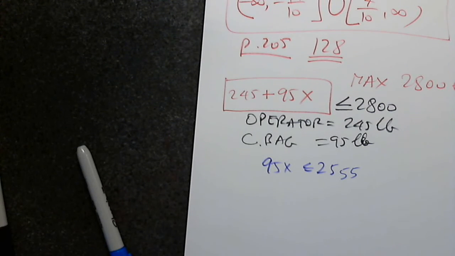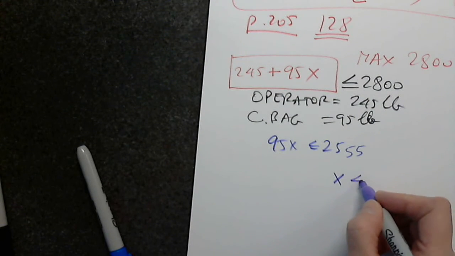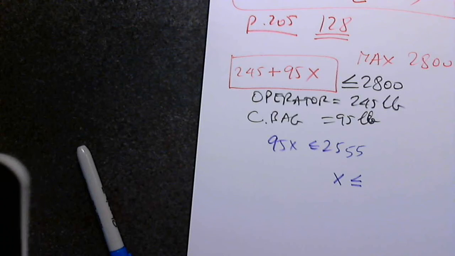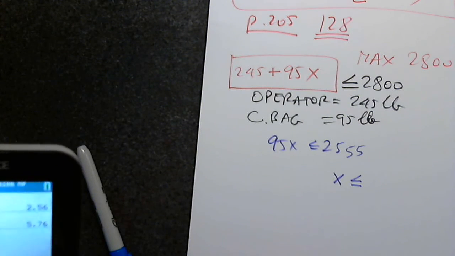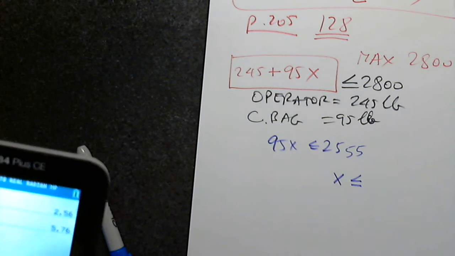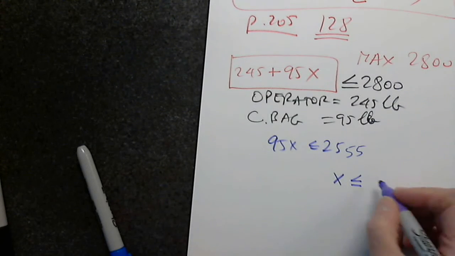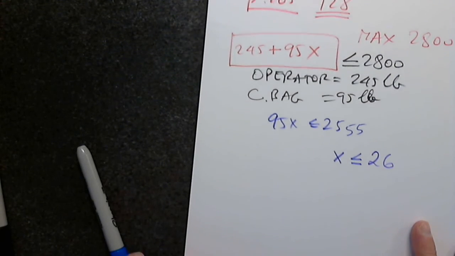Thank you. Finally, we have to solve for x. How do we solve for x? Yes. So now this will take me a little bit longer to divide, so I'm going to use the calculator. 2,555 divided by 95, I got 26. x less than or equal to 26.